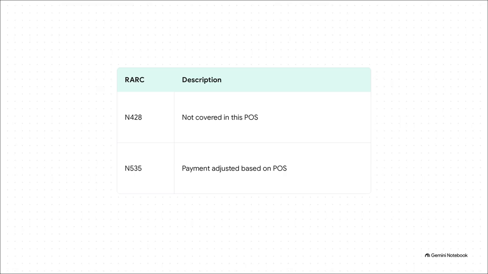For instance, M97, that means the payment is already bundled into the facility reimbursement, so the practitioner can't bill it separately. N428 means it is flat out not covered in that setting. Knowing these nuances is going to speed up your resolution time immensely.